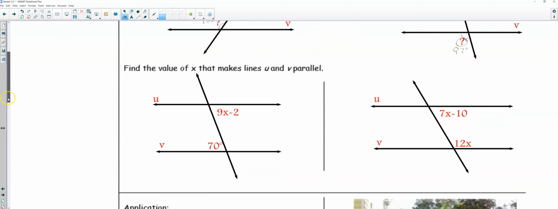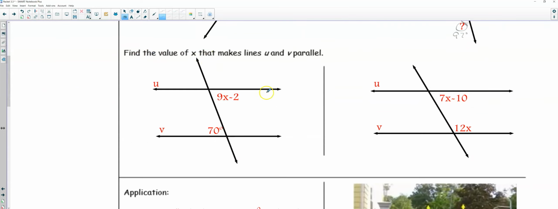Here's what happens when we're asked to find x. These two angles that are given at 70 degrees, they are alternate interior angles. If they're alternate interior angles, that means they must be congruent. So this one right here must measure 70 degrees. So then I could say that 9x minus 2 must equal 70 degrees. Therefore, I have that 9x is equal to 72.